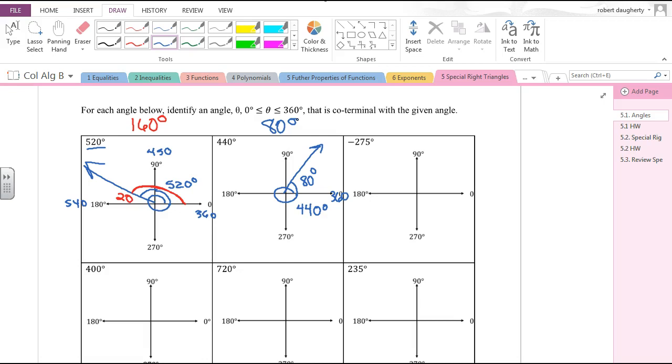Okay, negative 275. This is 0. What is this number here if I'm going in a negative direction? That's negative 90. What's this? Negative 180. Negative 270. So how much further do I have to go to get to negative 275? I need to go 5 more degrees. So this is the negative 275. If that is 5, what is this angle right here? That's an 85 degree angle. So 85 degrees is coterminal with negative 275. They have the same terminal or ending side.